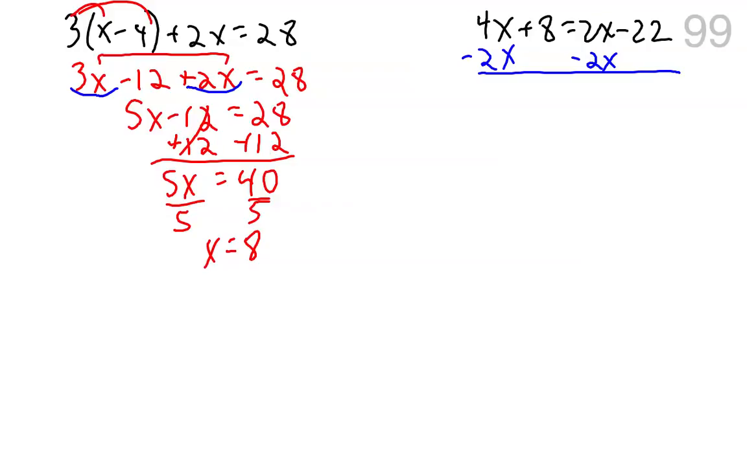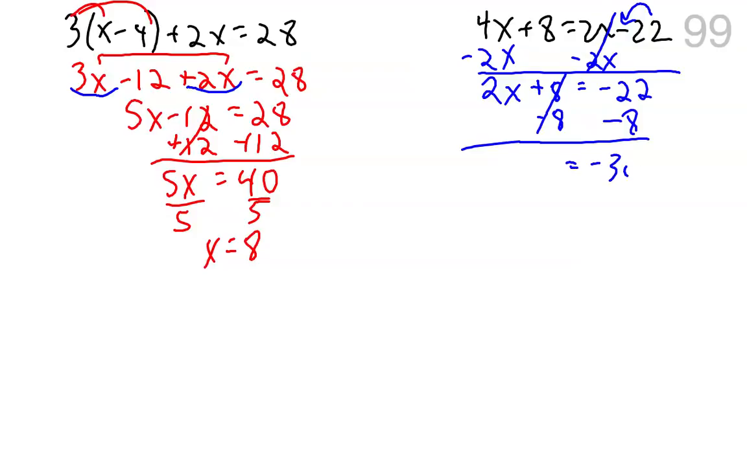4x's minus 2x's is what? 2x. 2x plus 8 equals, negative 22. Danger, danger, danger. I saw at least one paper where they put 22 instead of negative 22. So at least one paper did that. There might have been more. Okay. Next step. Undo the plus 8. Negative 22 and negative 8 make? Negative 30. Dividing by 2. x is negative 15. Okay? Any questions on those?